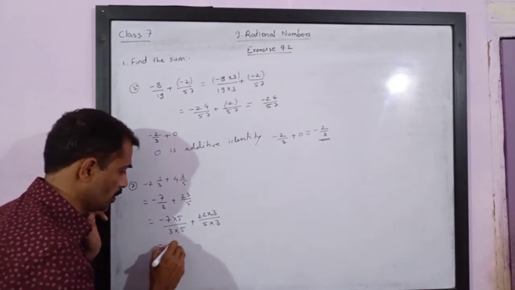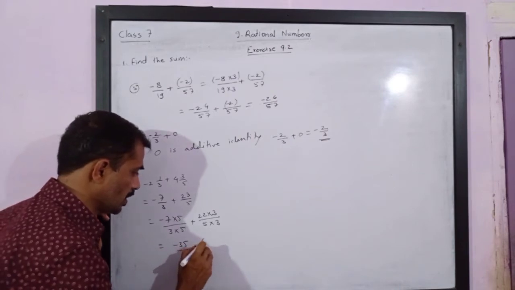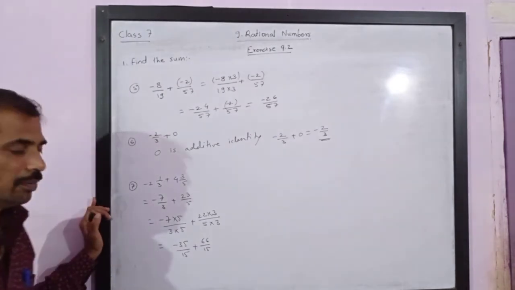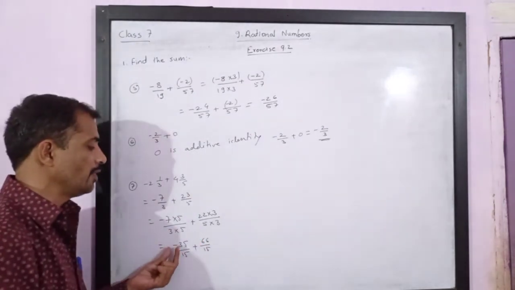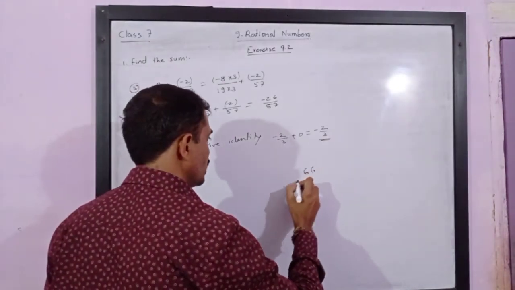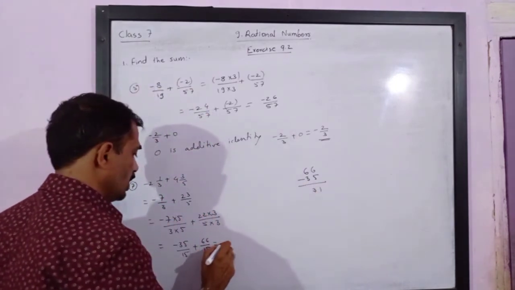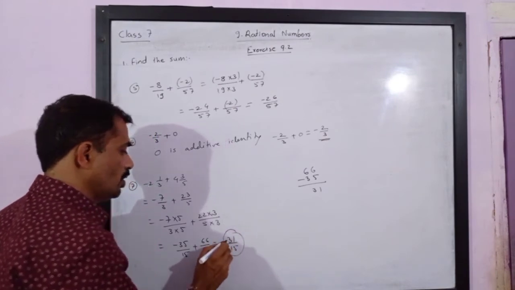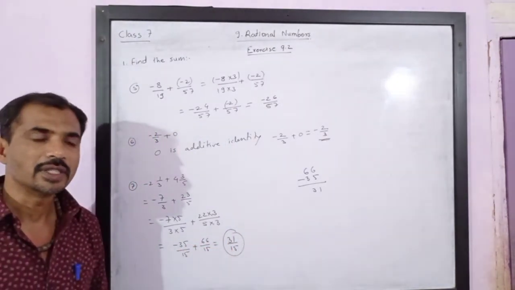So this is equal to negative 35 upon 15 plus 66 upon 15. Please note denominators are same, so we can add the numerators. One is having negative sign, other is having positive sign, so we have to do the subtraction. 66 minus 35, you will get 31. So answer is 31 upon 15. Please note answer will have positive sign since 66 is a bigger magnitude integer.